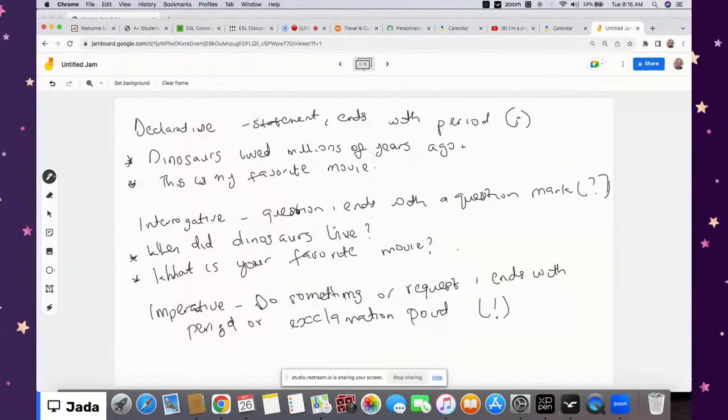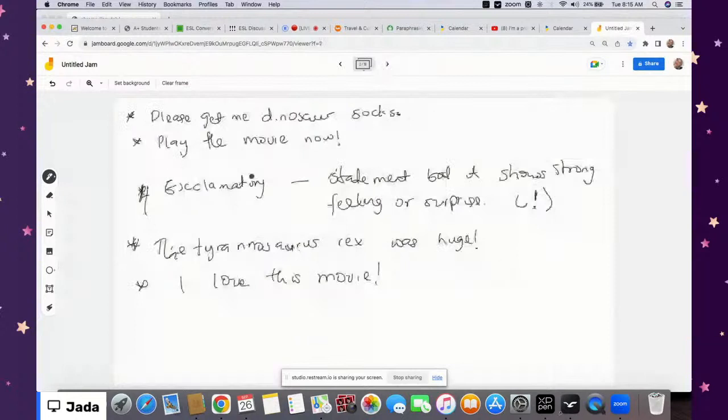And then interrogative, it's asking a question, and it ends with a question mark. So when did dinosaurs live? What is your favorite movie? Always an interrogative asking you a question. Then imperative, telling you to do something or make a request. It ends with a period or exclamation point. So get me dinosaur socks. That is you making a request. And then you can have play the movie now. This part is showing a strong feeling, telling someone to do something as a command.